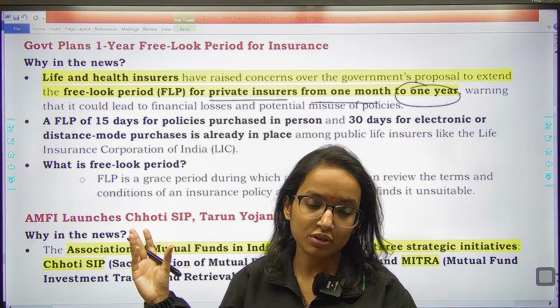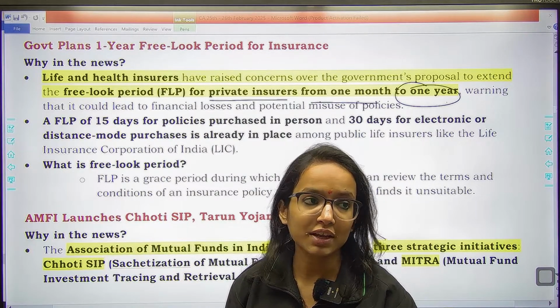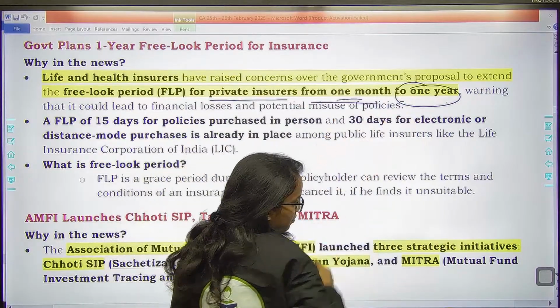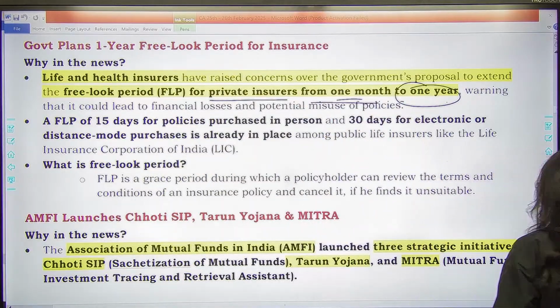So of course the insurance companies would be worried, right? So this is the thing. Remember, proposal है अभी 1 month to 1 year.